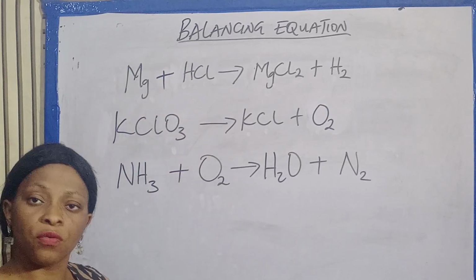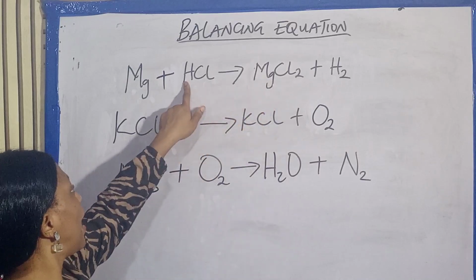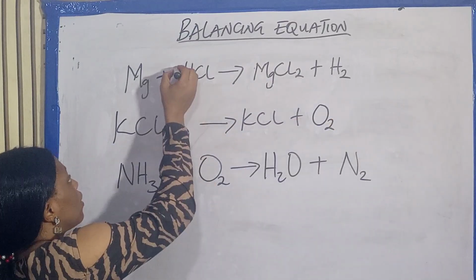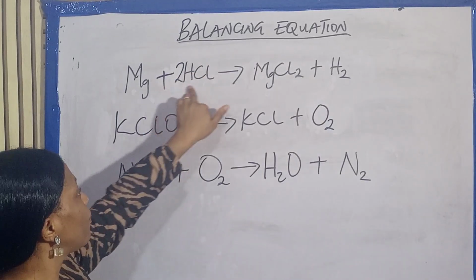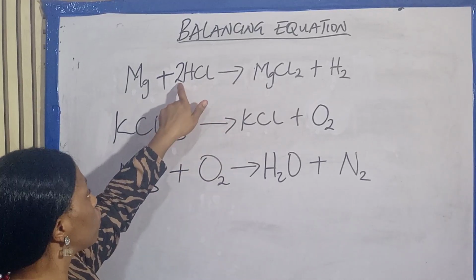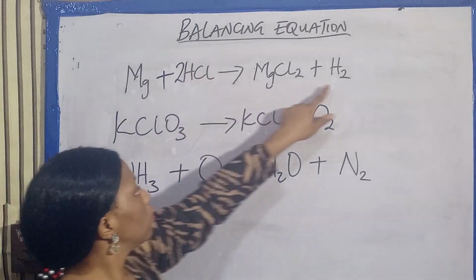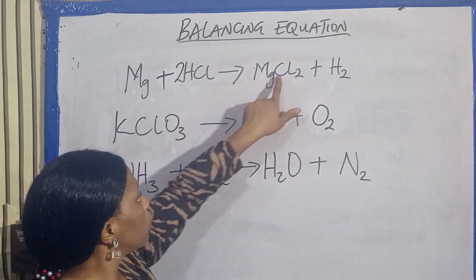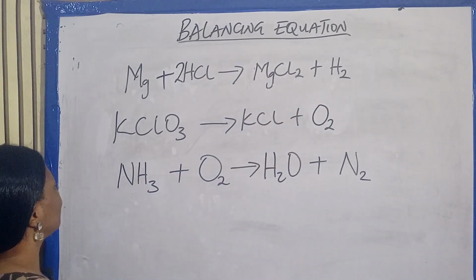So let's balance this equation. Magnesium is 1, magnesium is 1. Hydrogen is 1, hydrogen is 2. So since it is 2, we add 2 here to balance. Hydrogen is now balanced. This 2 is now affecting everything here. It's not only affecting hydrogen, this 2 is affecting everything here. So 2 hydrogen, 2 hydrogen. Then 2 chlorine, 2 chlorine, it is balanced. Then we move to the next one.